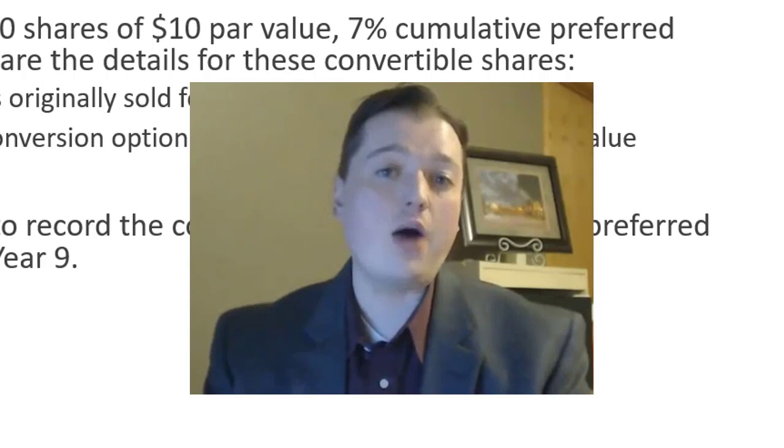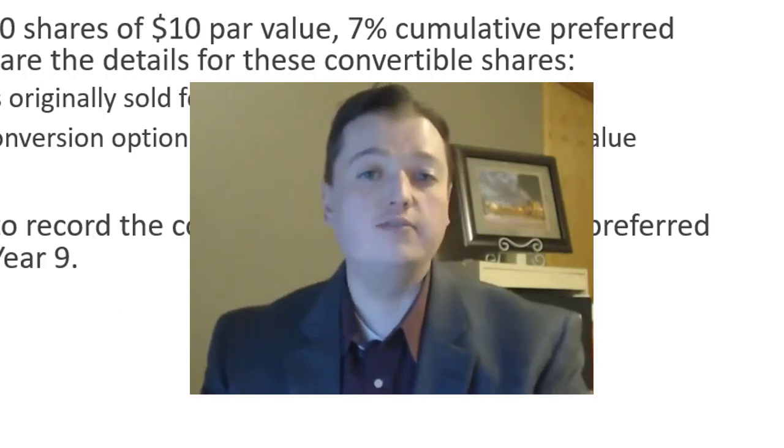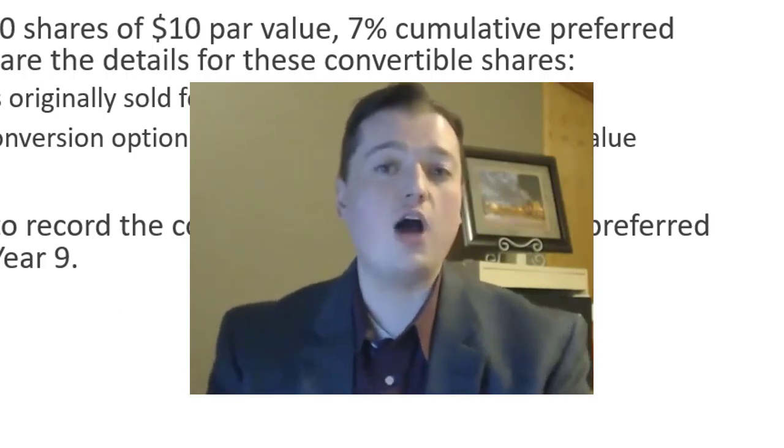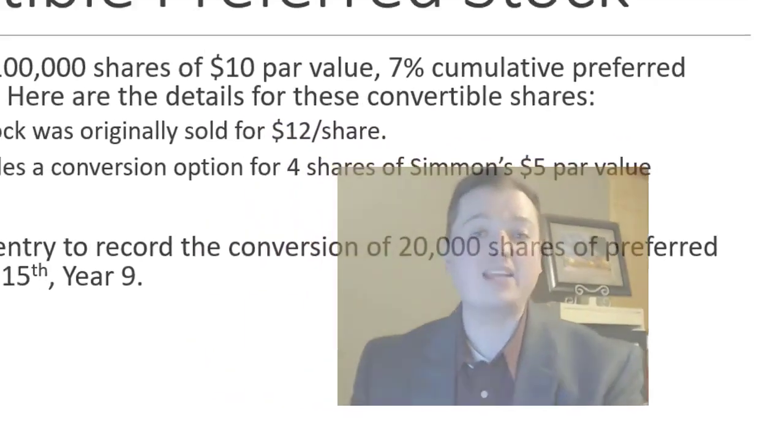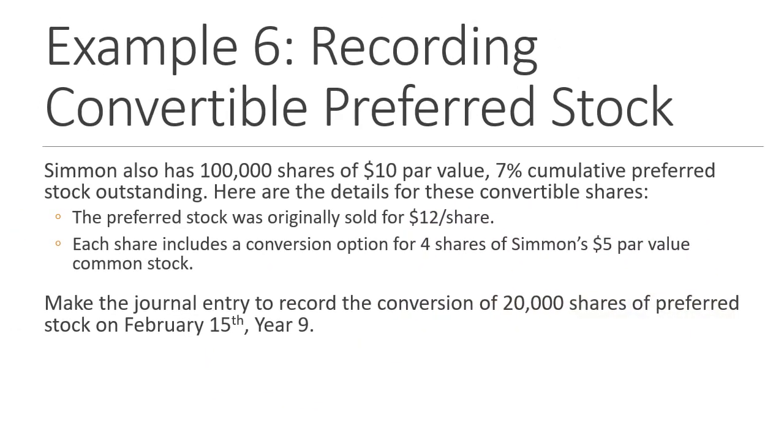Now we get to take a look at how we convert preferred stock to a certain number of shares of common stock. And to help us out, we're going right back to Simon Corporation. So in addition to the bond that we looked at last time, Simon has 100,000 shares of $10 par value, 7% cumulative preferred stock. They were originally issued for $12 a piece, and each one includes a conversion option for 4 shares of that $5 par value common stock that we were looking at last time. What we want to know is what happens if 20,000 are converted, and we're going to do the journal entry for that.